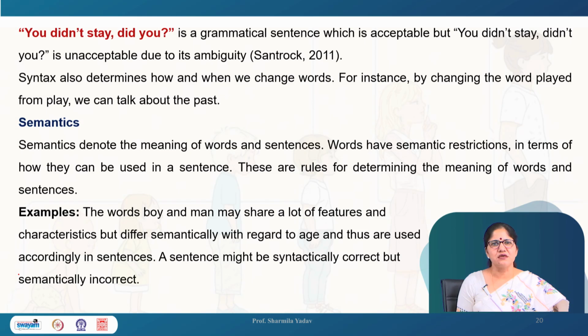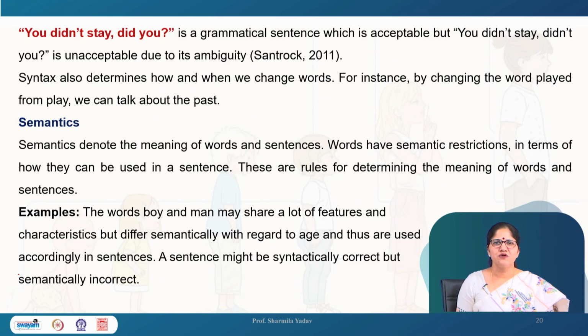Syntax also determines how and when we change words. For instance, by changing the word played from play, we can talk about the past, just putting the ed. Now we will see semantics. Semantics denote the meaning of words and sentences. Words have semantic relationships in terms of how they can be used in a sentence.